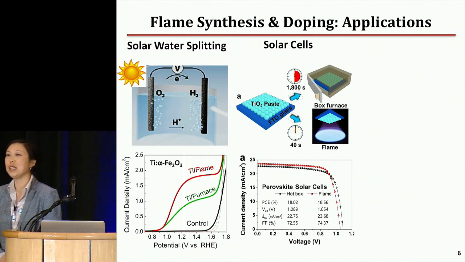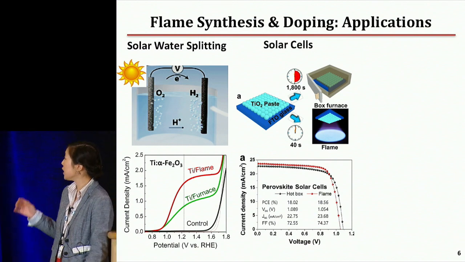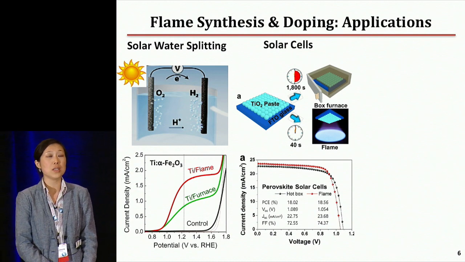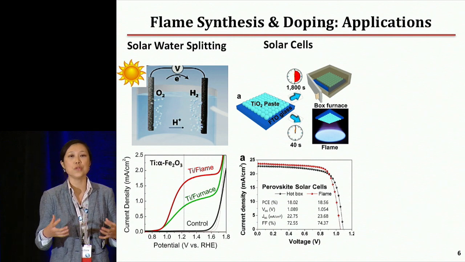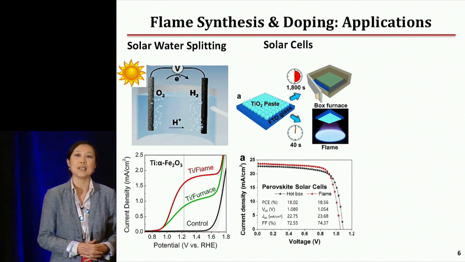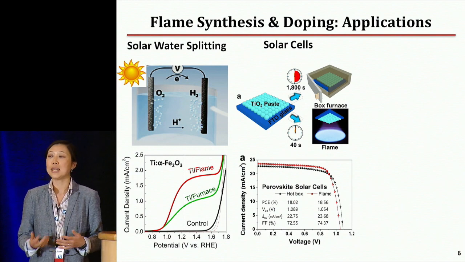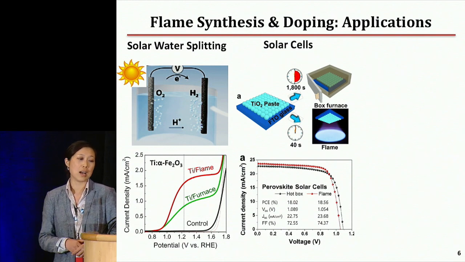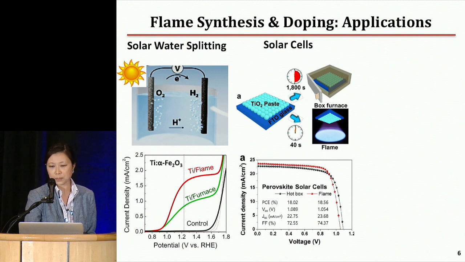We also use flame to try to replace the traditional furnace. In this case, we look at dye-sensitized solar cells or perovskite solar cells. They all involve a process that uses a furnace to bake the TiO2 paste. Normally it's about 30 minutes, and we replace it with a high temperature flame. Now we can do it in less than 1 minute, and our efficiency actually is a little better.